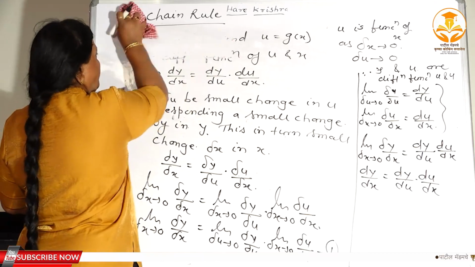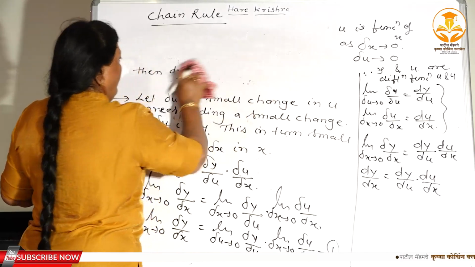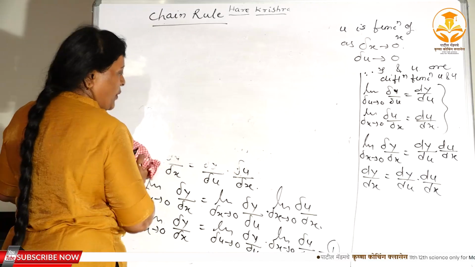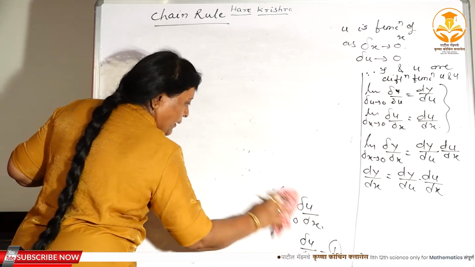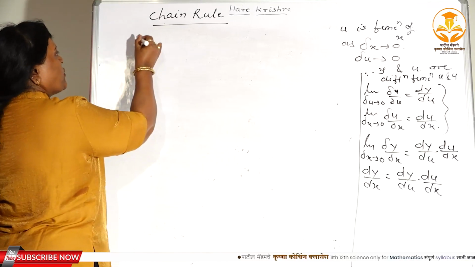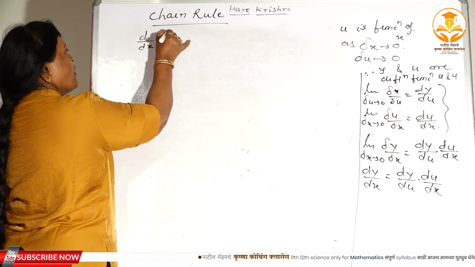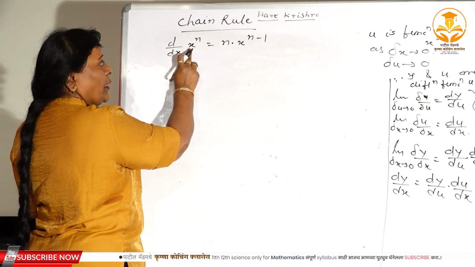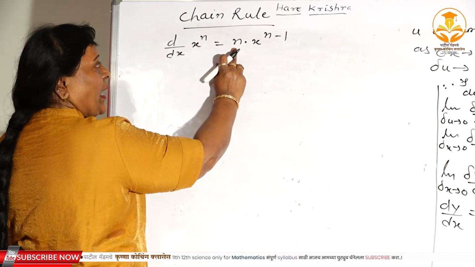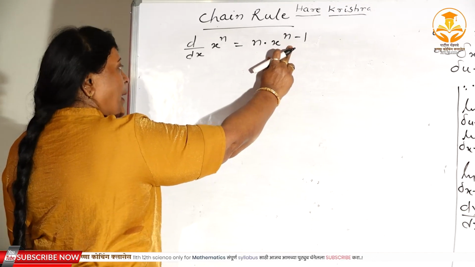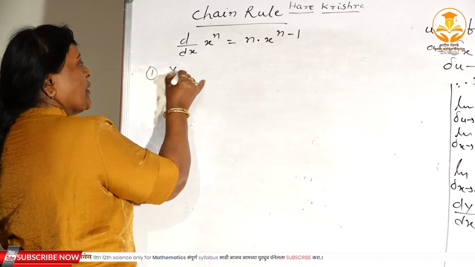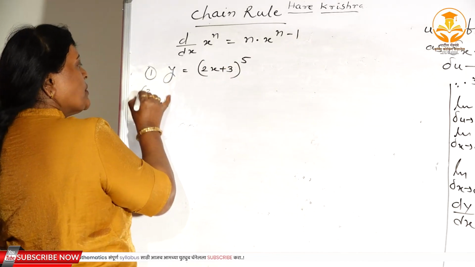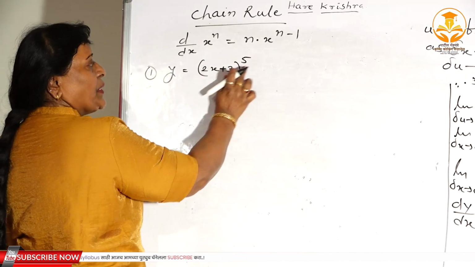Now see, now you know the formula. First the power formula. See here, power formula, that is d/dx of x to the power n is n into x to the power n minus 1. If there is an x, you can directly write the derivative, that is n into x to the power n minus 1. But if the function is like this: suppose y is equal to (2x plus 3) whole to the power 5.